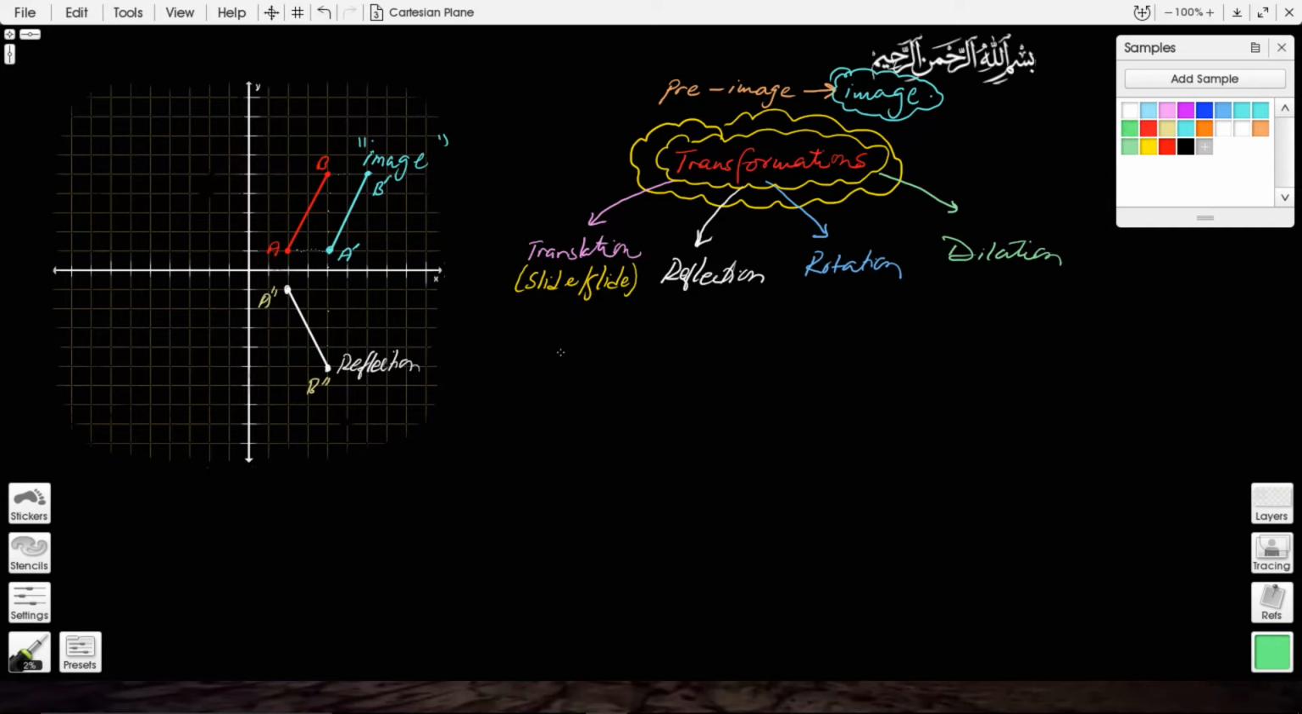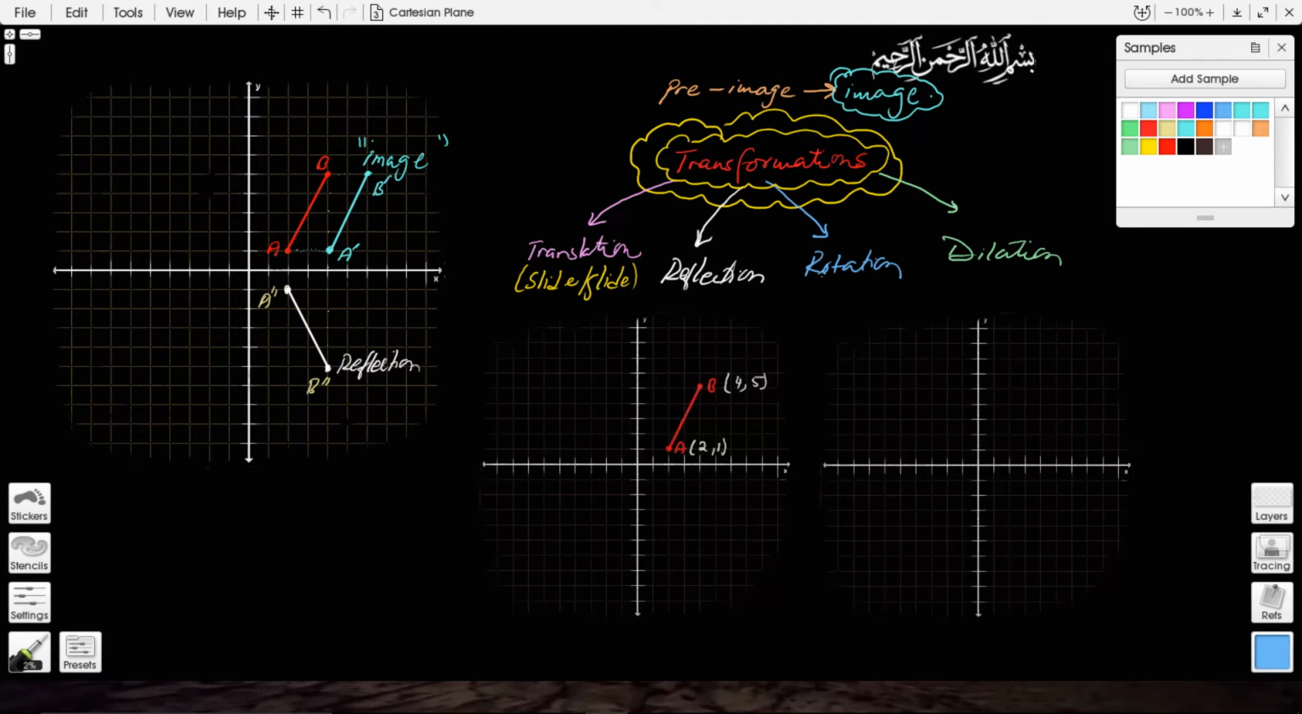Translation is just moving it this way or that way, or a combination thereof. A reflection is just a reflection about the x-axis or about the y-axis. So you can take a figure like this and reflect it about the y-axis like this. And then the rotation and dilation, which I'll talk about briefly.